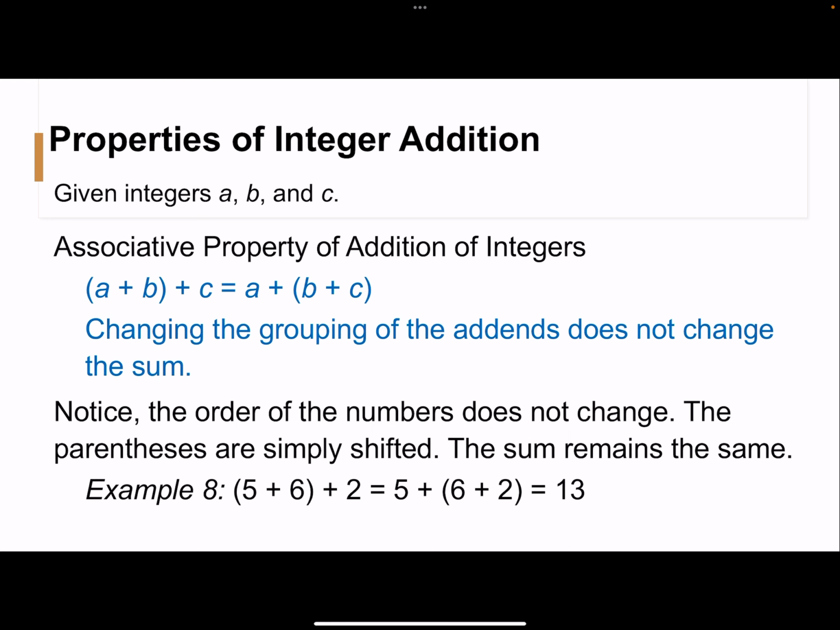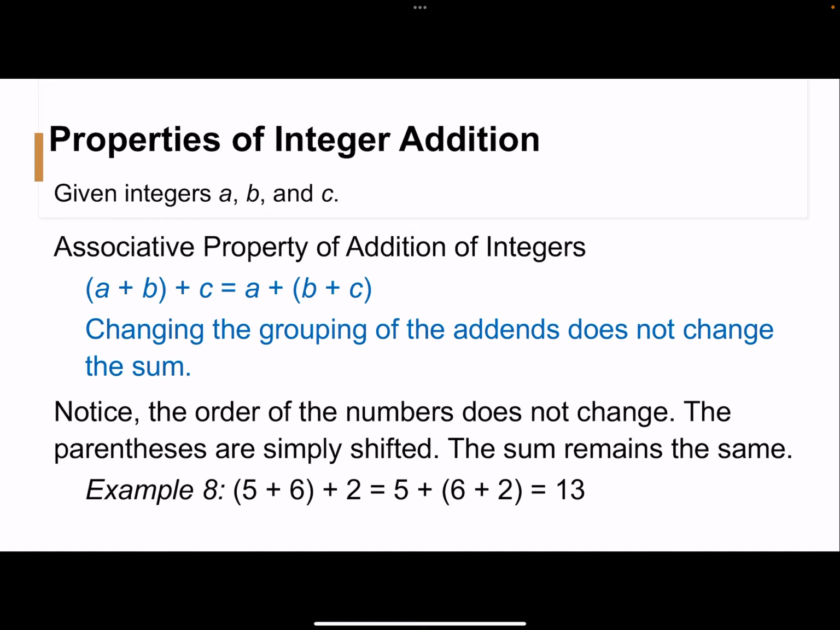Let's talk about the associative property. The associative property of the addition of integers deals with three terms just like I was talking about. But the associative property says that I simply can shift the parentheses, changing the grouping of the addends, and shifting the parentheses does not change the sum. If I have a plus b plus c and I add a plus b together first and then add c, it's going to be the same thing if I add b plus c first.